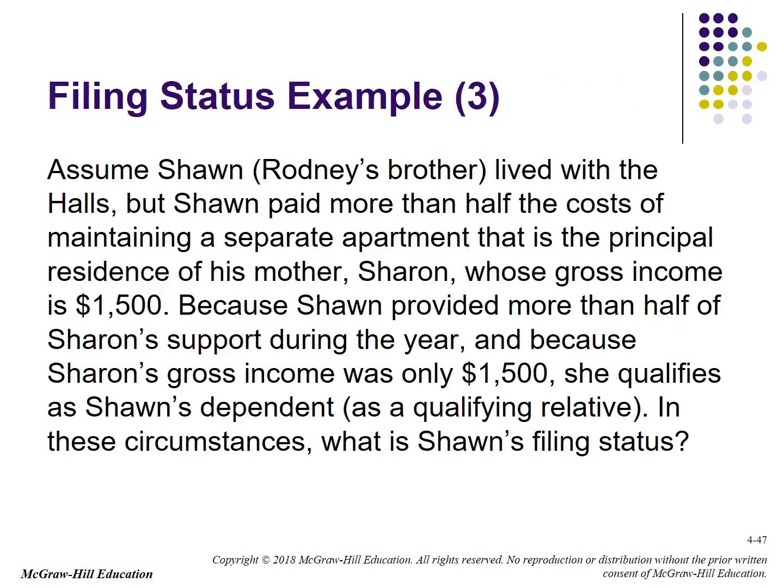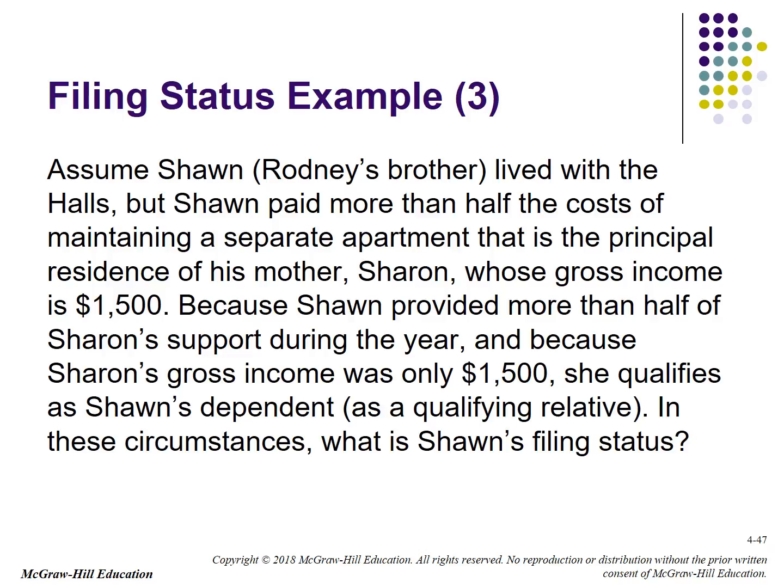Assume Sean, remember Uncle Sean, lived with the Halls, but Sean paid more than half the cost of maintaining a separate apartment that is the principal residence of his mother, Sharon, whose gross income is $1,500. Sean provided more than half the cost of Sharon's support, and because Sharon's income was only $1,500, she qualifies as Sean's dependent, qualifying relative. Now, let's go through those tests again.